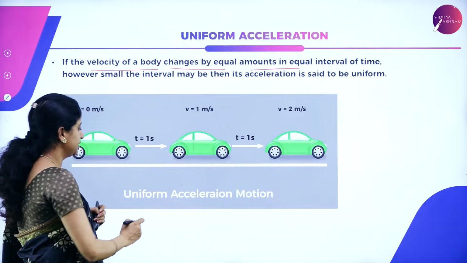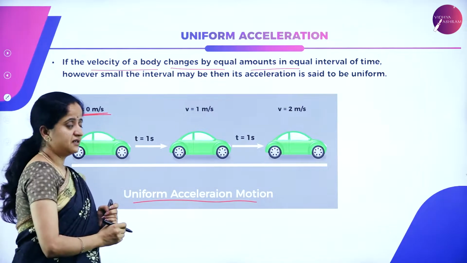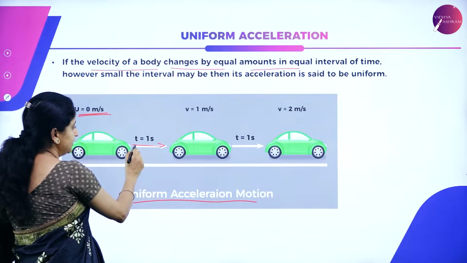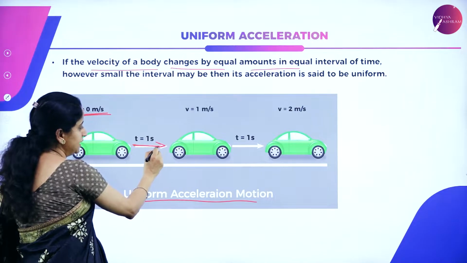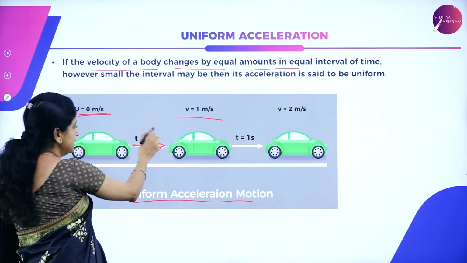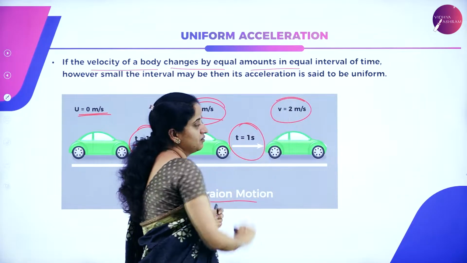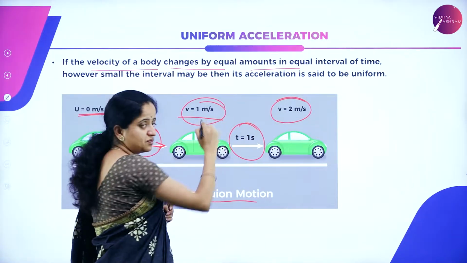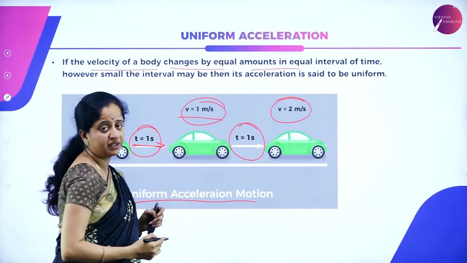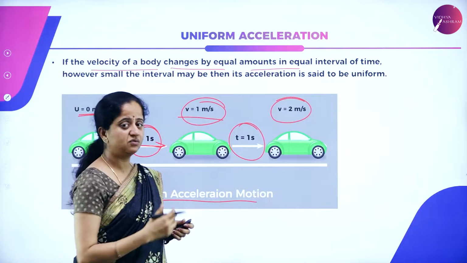So let us see this example to understand uniform acceleration motion. Here the car is moving. Initially the velocity of the car was 0 meter per second, and after 1 second, the car reaches 1 meter per second. So in 1 second, the car reaches the velocity of 1 meter per second. In the next 1 second, the car reaches the velocity of 2 meter per second. Here you can take the difference: 2 minus 1 is 1 again, which means it is changing its velocity equally in equal intervals of time. So this type of change in velocity in regular intervals of time is called uniform acceleration.